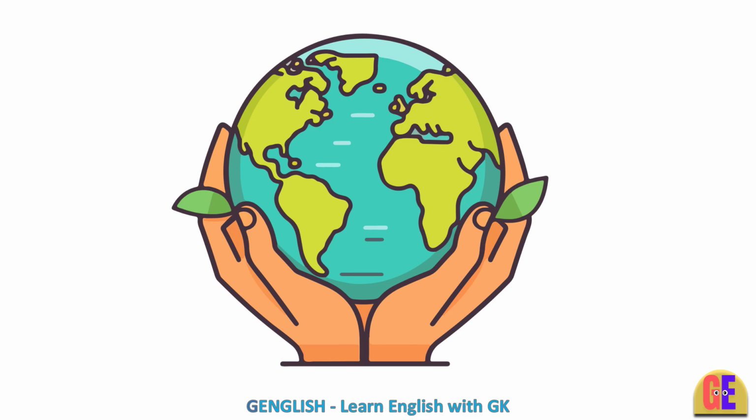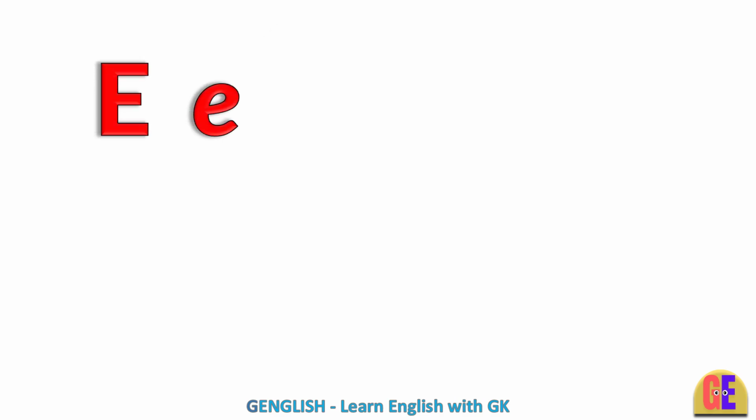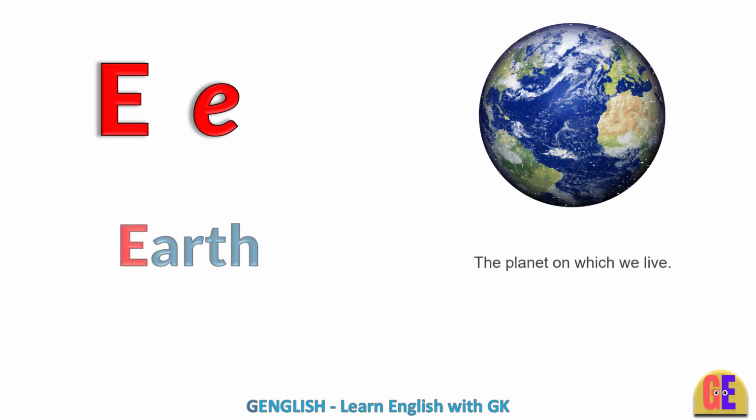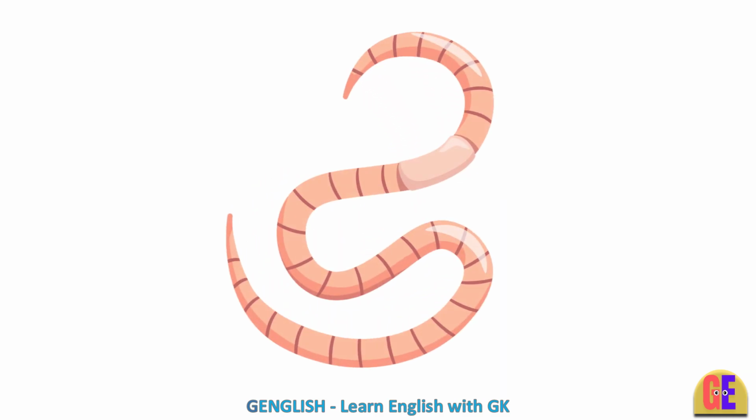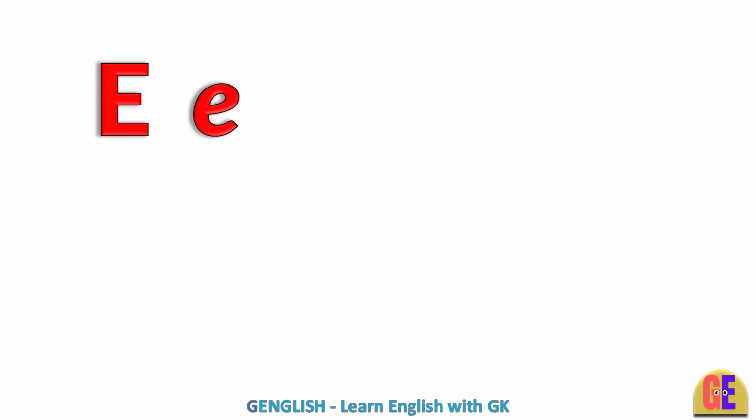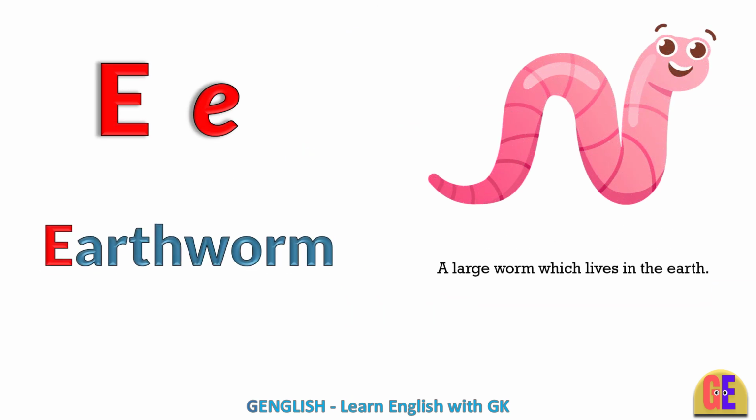Earth. E for earth, the planet on which we live. Earthworm. E for earthworm, a large worm which lives in the earth.